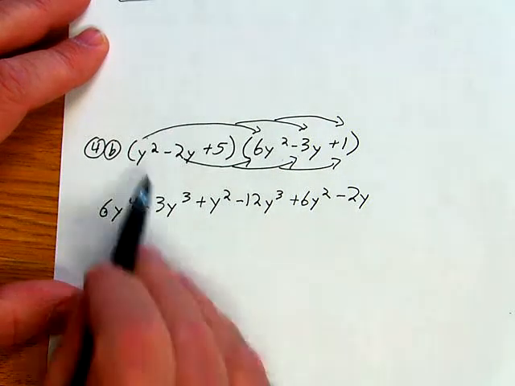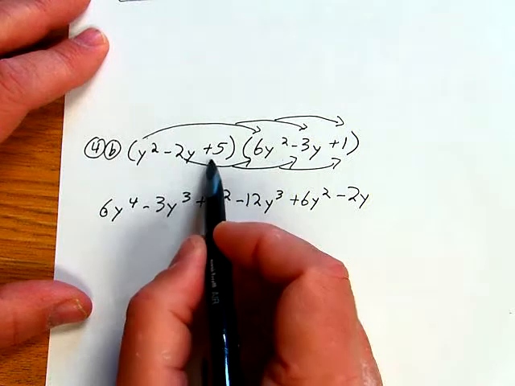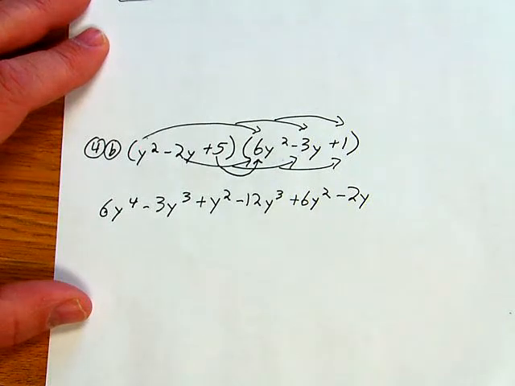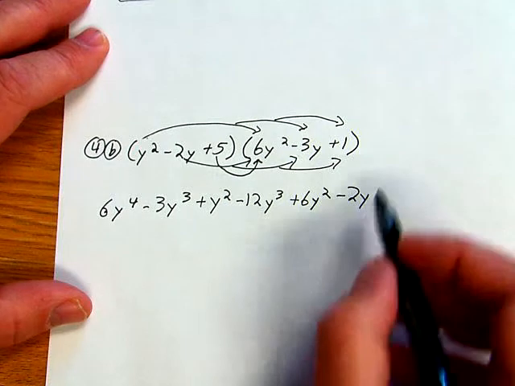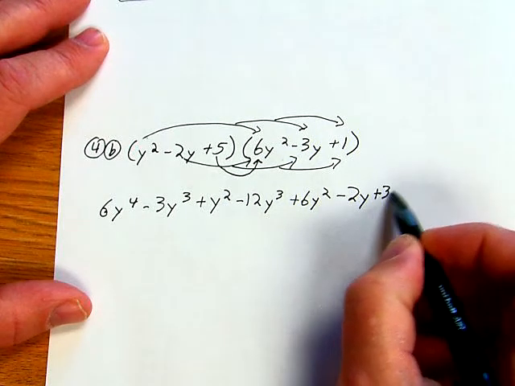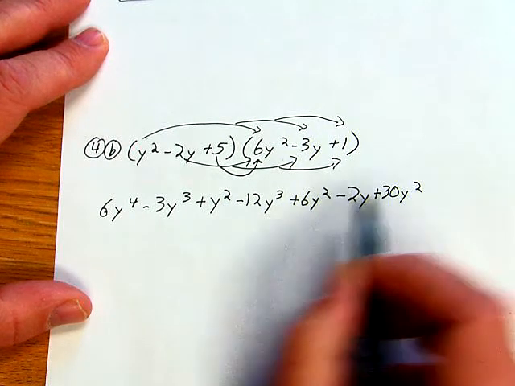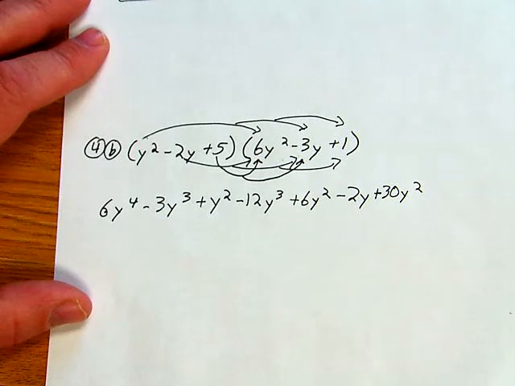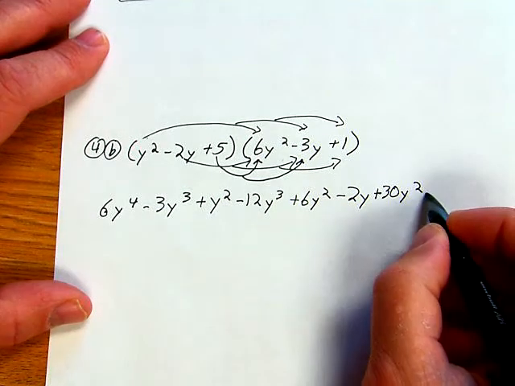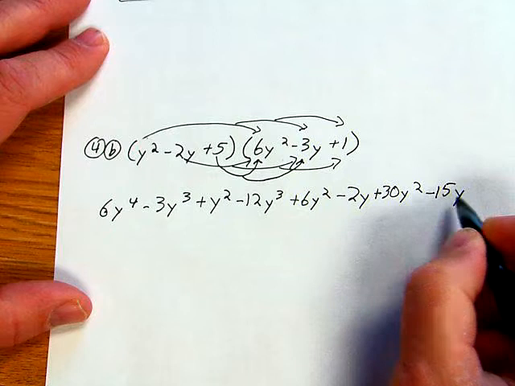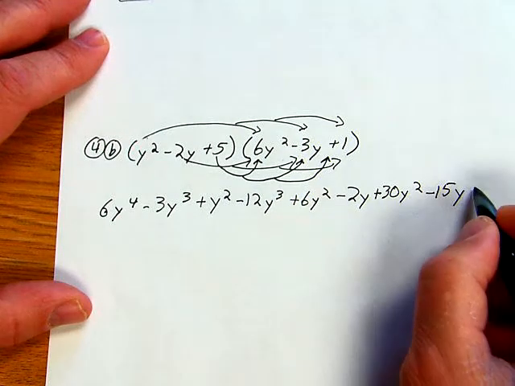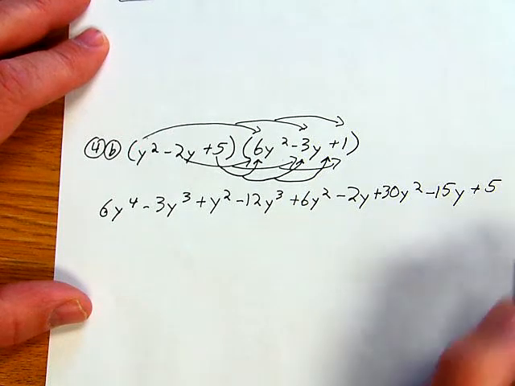Now I've done 2 of my first 3 terms. Now I've got to do this last one. I'm going to make a little bit bigger circle for its arrow. 5 times 6y squared is 30y squared. Carry that to the middle one. And 5 times negative 3y is negative 15y. And carry it on to the last one there. 5 times 1 is 5.